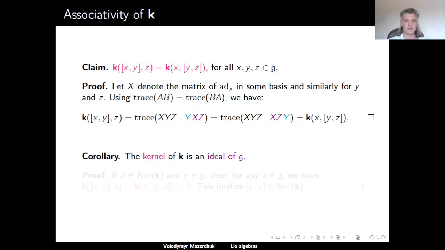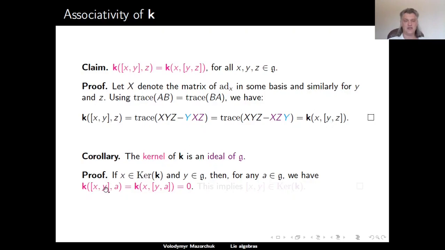One of the consequences from this claim is the fact that the kernel of the Killing form is an ideal of G. How do we check that? Take any element x in the kernel of K and let y be an element of G. We want to prove that the bracket of x and y belongs to the kernel of K. For this, take any element a from G and let us try to compute the value of the Killing form at the bracket of x and y, and a.